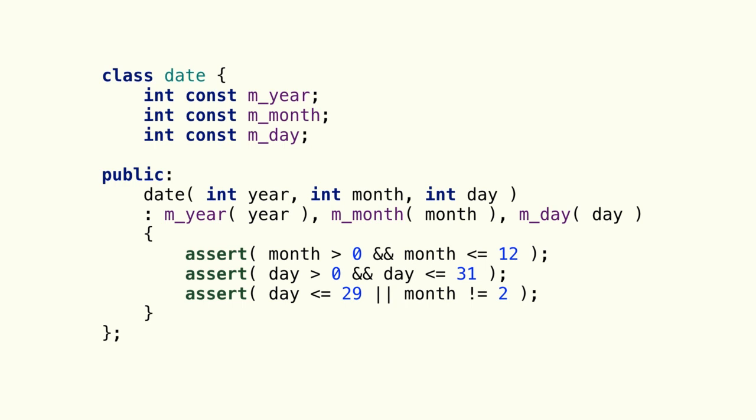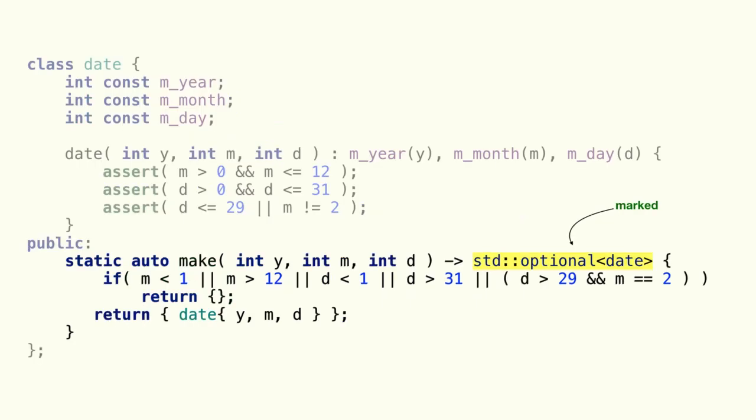But if you call this with invalid data, it's going to, in a debug build, terminate at runtime. We may not want that. We may want to have that more sort of control flow based error handling. So let's have a look how we can do that by introducing a static make method. And that's going to return std::optional. That's where we're going to start.